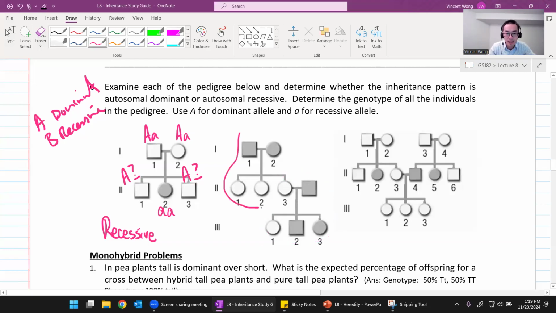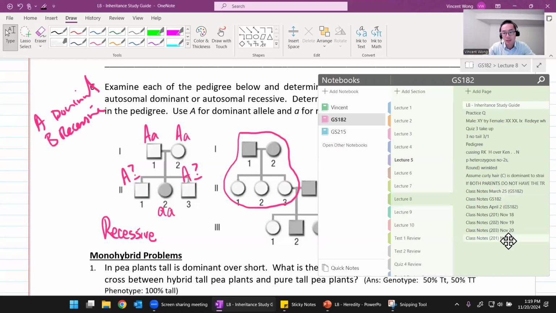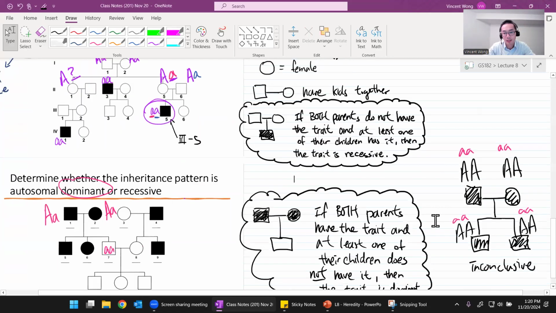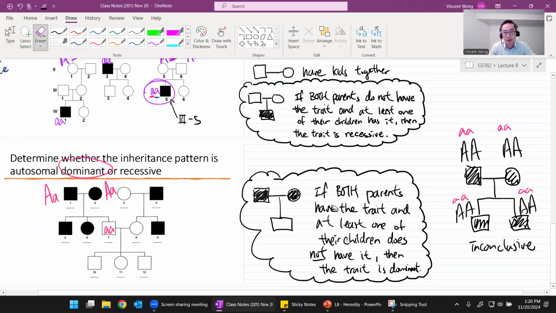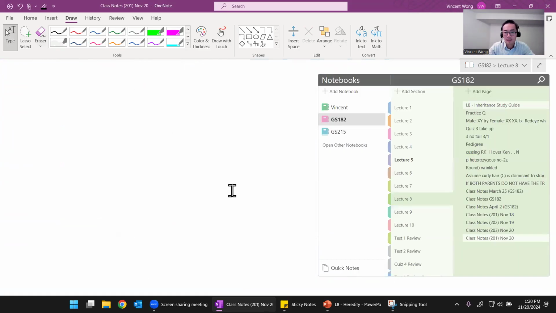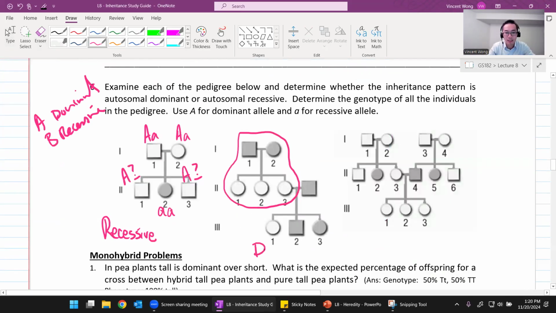However, if you focus on this family, the parents both have it, whatever it is, okay? It's just a trait you're looking at. Both parents have the trait, but none of their kids do. And so, let's see what we roll over here. If both parents have the trait and at least one of the children does not have it, then the trait is dominant. So the answer for this is dominant. Okay. It couldn't have been recessive.